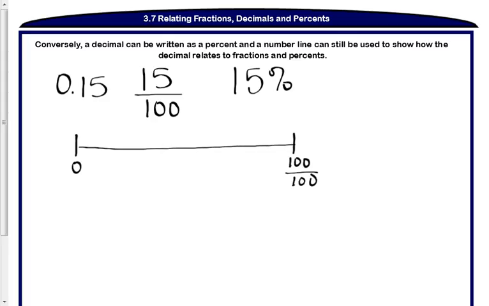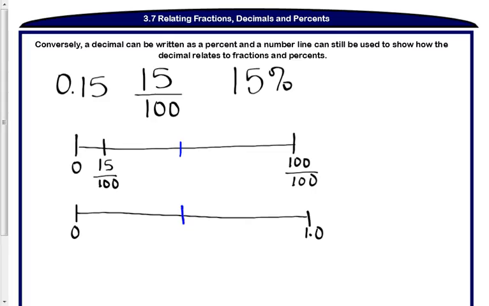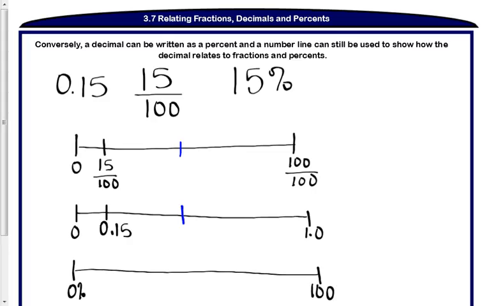This time, I'm going to mark where the halfway point is, but I'm not actually going to write anything down. And then I think, okay, so if the blue mark is halfway, 15 out of 100 would be closer to 0 than it would to halfway. So I'm going to put it about right here. I do the same thing with the decimal, 0 and 1.0. I think about where half would be, and then I plot 0.15. Again, last but not least, we do it with percentages, and 100% over here. Halfway would be about there, and so I plot 15% about right there. And again, our number lines show how 15 out of 100, 0.15, and 15% are related.